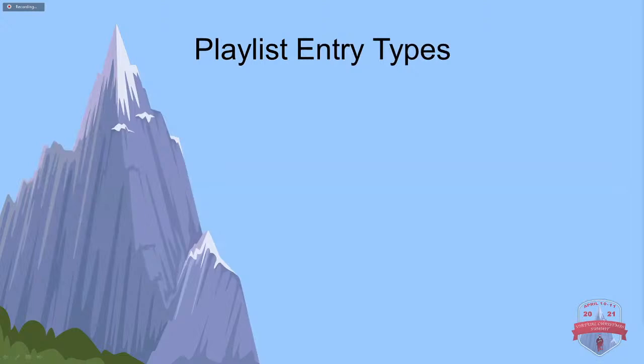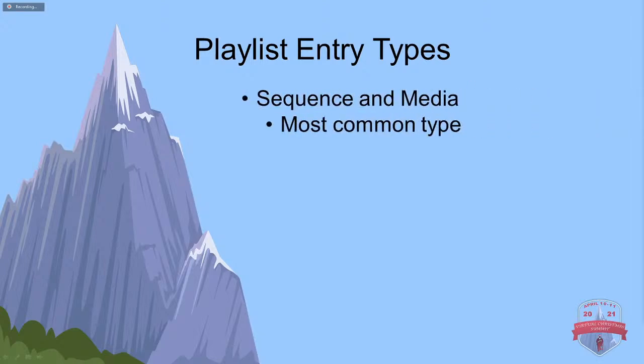What makes the FPP Scheduler so robust are the playlist entry types that it supports. There are so many creative things that can be done in a playlist, and it's really only limited by your imagination. Here are the playlist types and an explanation of how they function. Sequence and media. That's the most common type of playlist item, and it's what you use for your musical sequence.